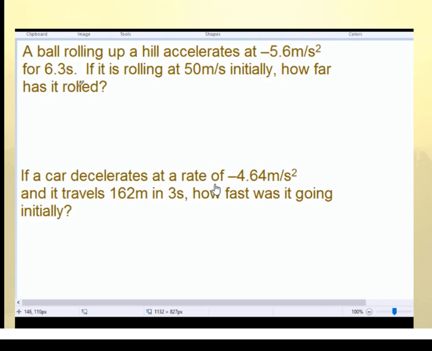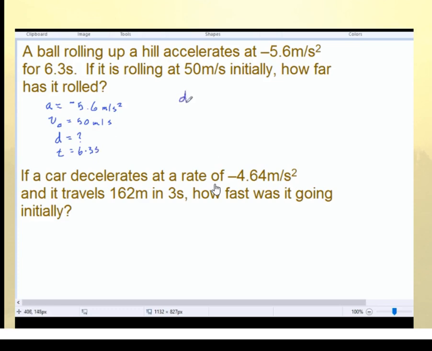Well, they didn't give us a final velocity, but let's write down what they did give us. We've got a is equal to negative 5.6 meters per second squared. We've got our initial speed was 50 meters per second. They're looking for a distance, d equals question mark. They gave us a time. Time equals 6.3 seconds.